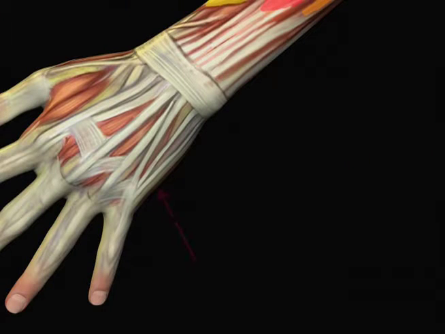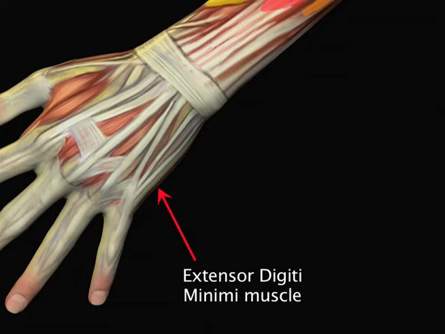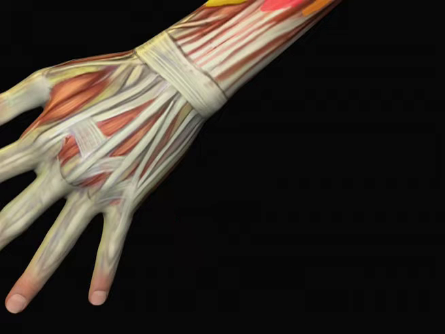Next muscle is the extensor digiti minimi. Its origin is again from the common extensor origin, that is from the lateral epicondyle of the humerus, and it is inserted via 2 tendons on the dorsal expansion of the little finger. Its nerve supply is the posterior interosseous nerve, and action is to assist in extension of the little finger. From the name digiti minimi itself, we can understand that it is extension of the little finger.